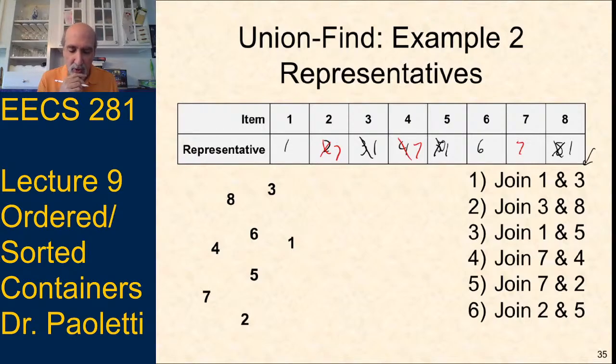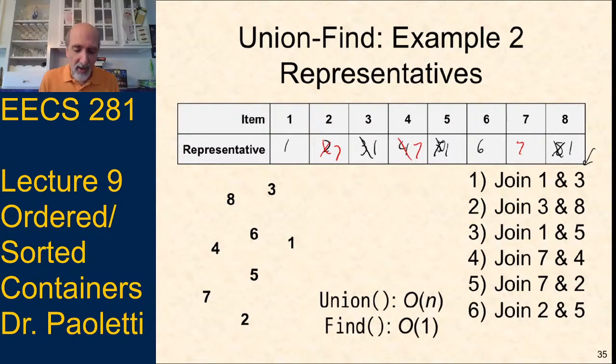And then I say, can I do a union of 2 and 5? Well, 2 says 7, 5 says 1. They have different representatives. So yes, the union can happen, and 5 has to change its representative. But not just 5. Everybody who thinks its representative is 1 has to change. Which means I have to look through everybody, all n of them, to find everybody who says my representative is 1 and change it to 5. And now union is O of n, and that's not good. So union is O of n, but find was fast.